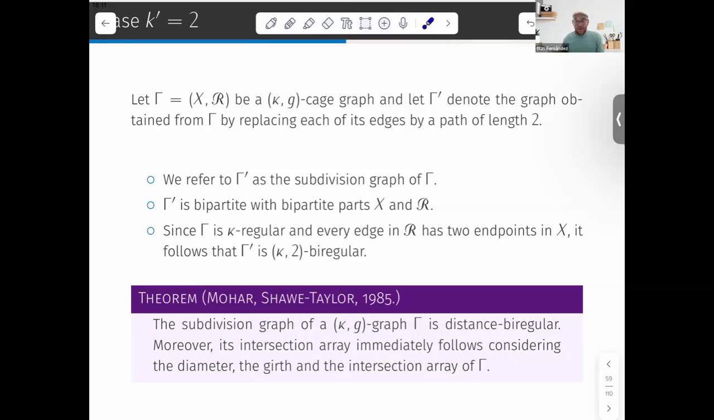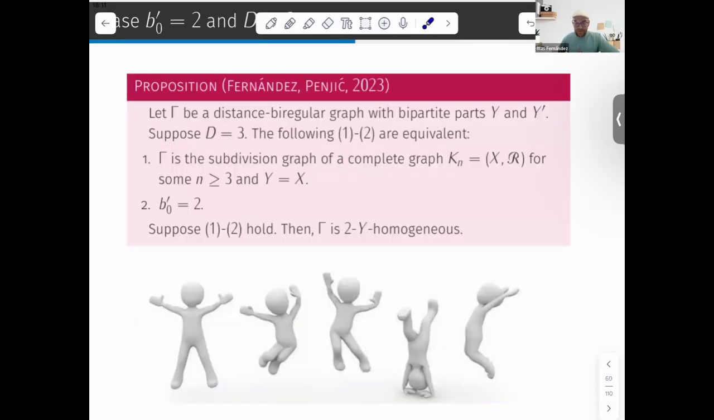And it is a distance-biregular graph with vertices of valency 2, because if we pick an edge and if we subdivide it, we will have vertices of degree 2. So the first small result is in the case when d is equal to 3 and we have a distance-biregular graph with these partitions. So it is easy to see that vertices in Y prime have valency 2 if and only if your graph is the subdivision of a complete graph, and the partition Y is the set of vertices corresponding to the complete graph.